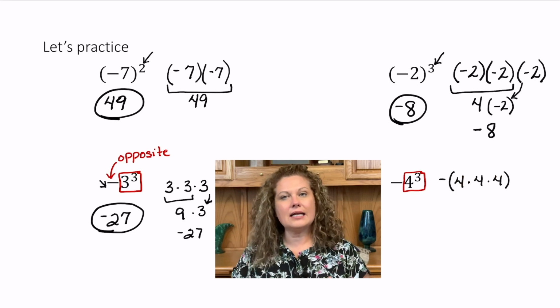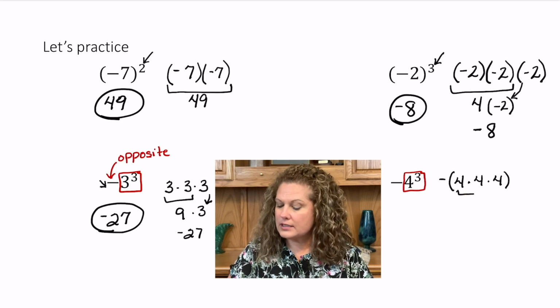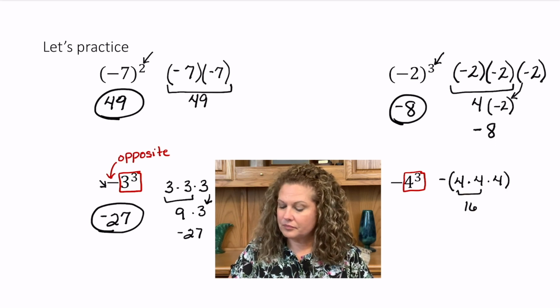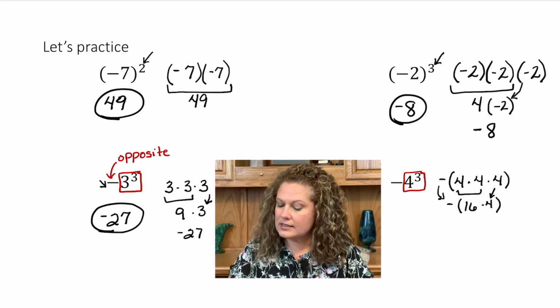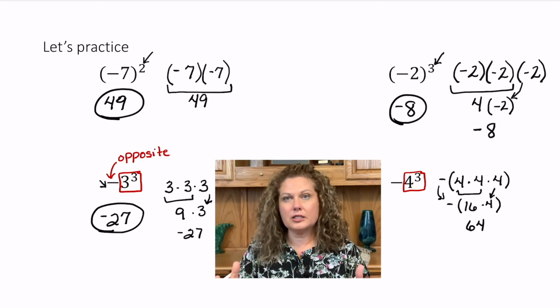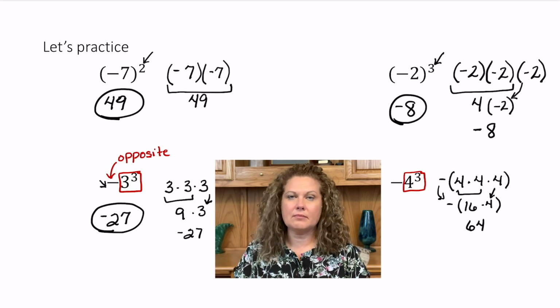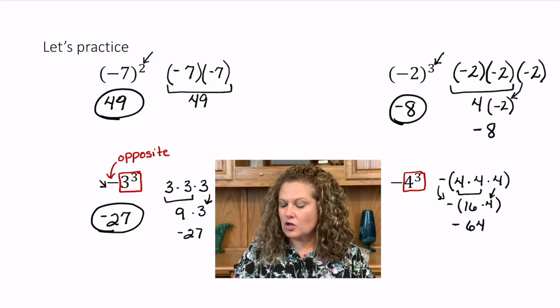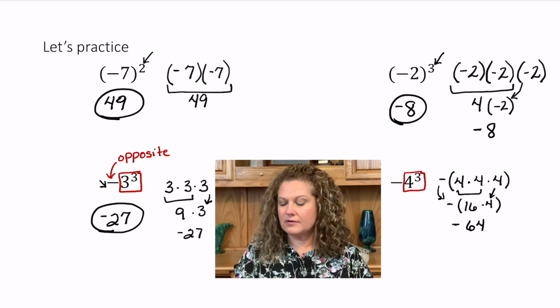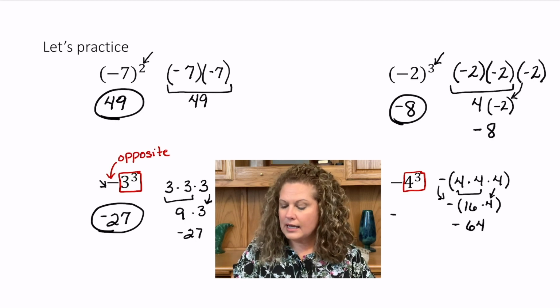I'm going to do what's inside parentheses now. So 4 times 4 is 16. Bring that extra 4 down that I haven't worked with yet. Don't forget my negative. So 16 times 4 is 64. I've completed my multiplication, so I don't have to keep writing my parenthesis, and I can go ahead and put a negative. So my answer, or my product of -4 to the third power, is -64.